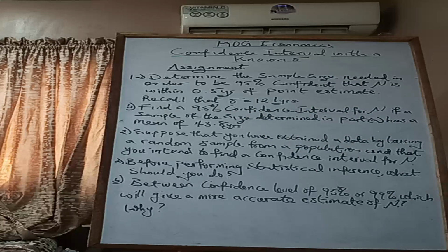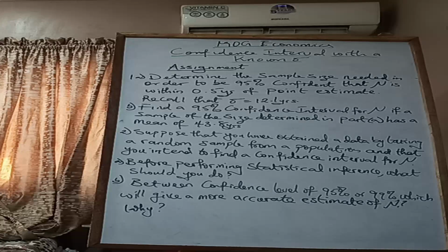All right, number two. Suppose that you have obtained the data on your own. Maybe you're carrying out your project now. Suppose that you have obtained data by taking a random sample from a population, and that you intend to find a confidence interval for your population mean. So before performing statistical inference, what should you do? Before you begin to solve for the confidence interval, what should you test first? Yeah, that's what it's asking you. What should you test for? What should you look at?